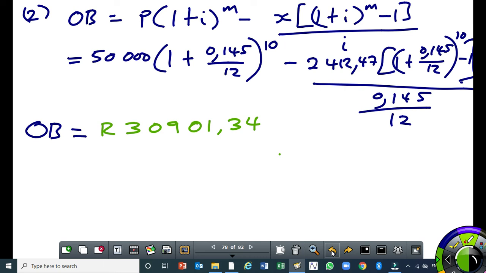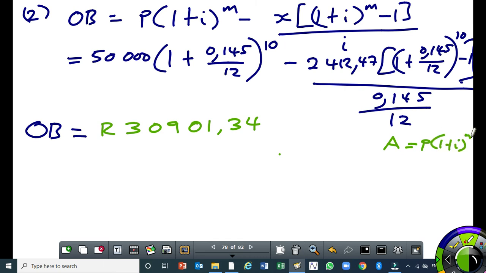After the 10th payment, the person is owing this amount. How many months are left? There are 14 months left. Out of those 14, the person missed 4. Okay? Because of missing 4 months, this amount is going to accumulate interest for 4 months based on the compound interest formula.